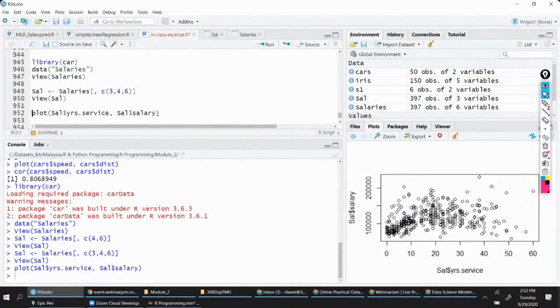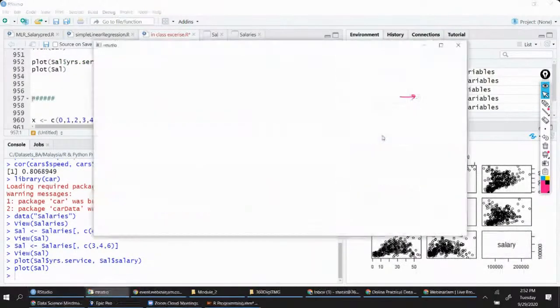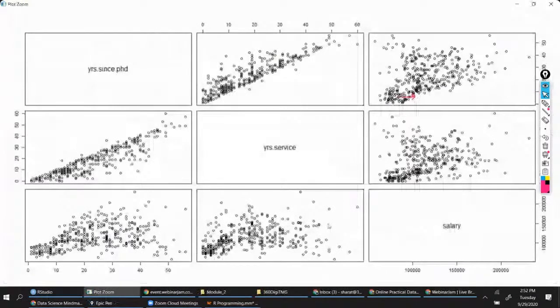Right. So this is your bivariate data, and here I am saying plot of SAL. SAL is your data set which has 3 columns. You can see that here. You're referring to 397 rows, but 3 columns. So when I do plot, it gives us the multivariate visualization. Same function, but here you are now passing the 3 columns.